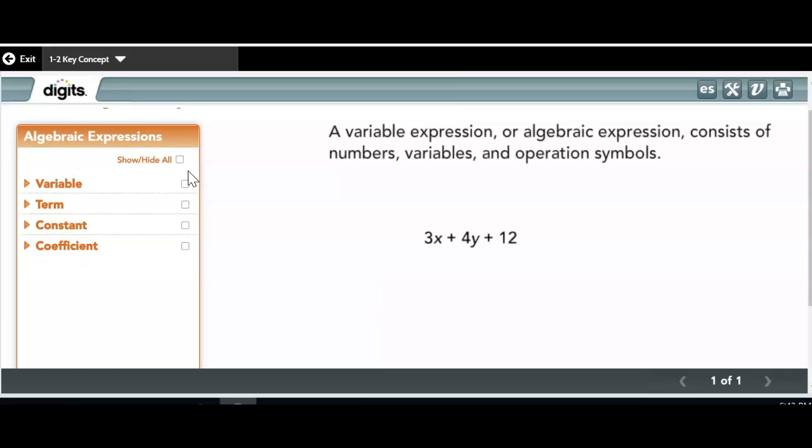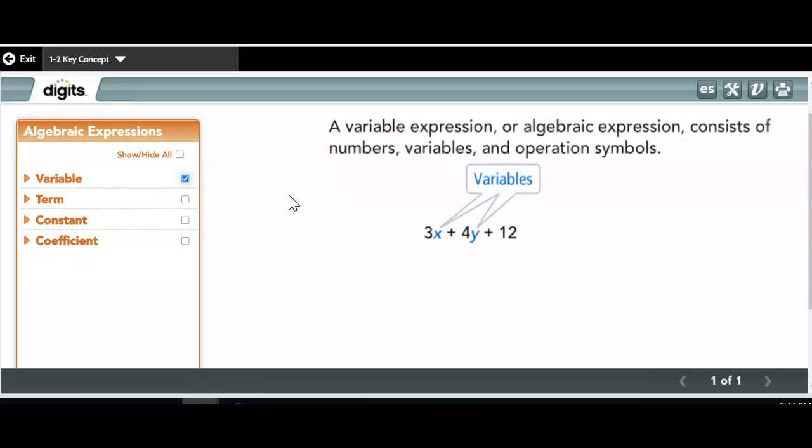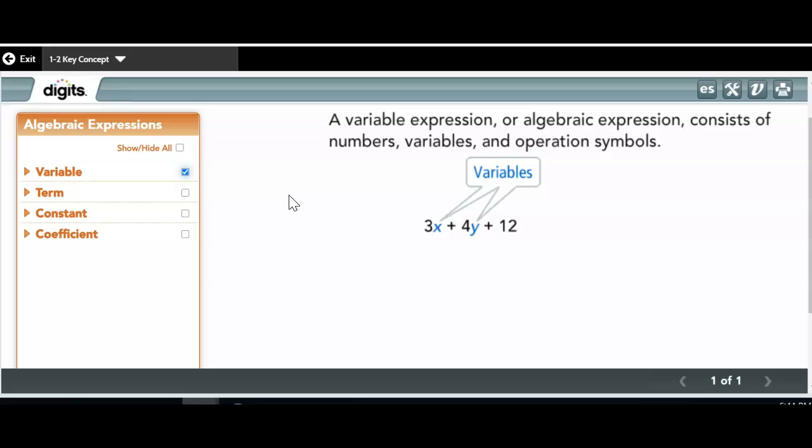Let's go over the key terms in an algebraic expression. A variable is a letter that represents an unknown value. So our variables here are x and y. X could represent any number. Y could represent any number. So an example could be x could equal 5. It could equal 10. It could equal 1 million. Y could be 0. Y could be negative 55. We don't know what the value is, so that's why we use a variable.